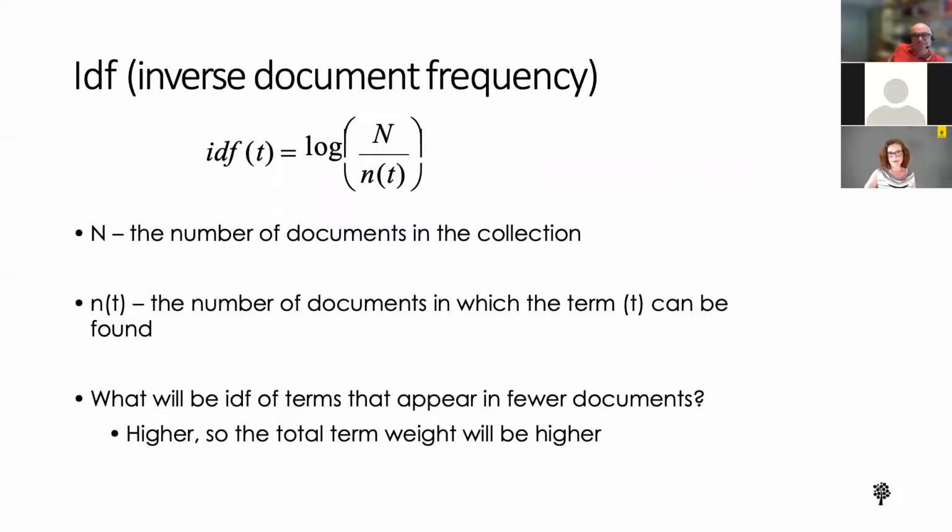That is then put into relation with inverse document frequency, which is essentially the number of documents in the collection divided by the number of documents in which the term can be found. So the IDF of terms that appear in fewer documents will be higher, so that the total term weight when TF and IDF are calculated together will be higher.